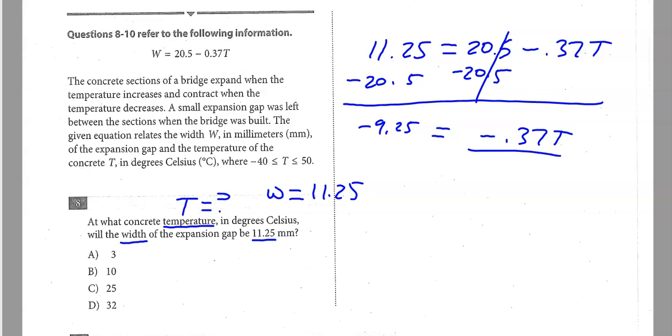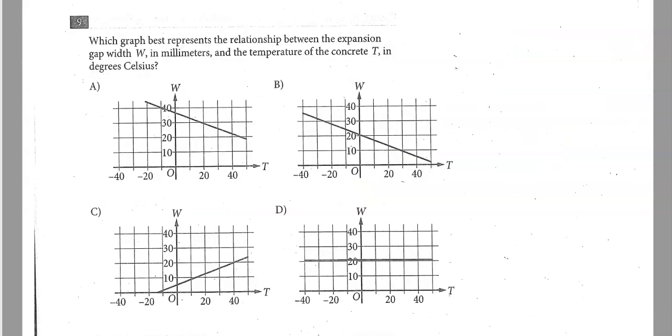And then divide by negative 0.37. It's going to be a number around 20-something, maybe the 30s. Divided by negative 0.37, 25. Correct answer. All right, number 9, they want me to match the graph of the equation up above.